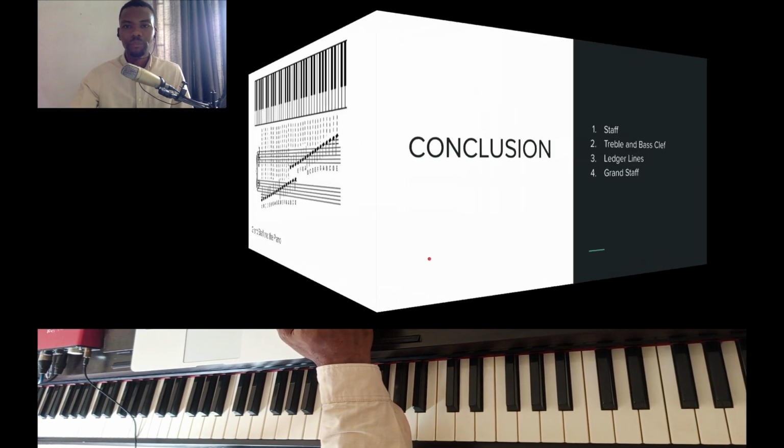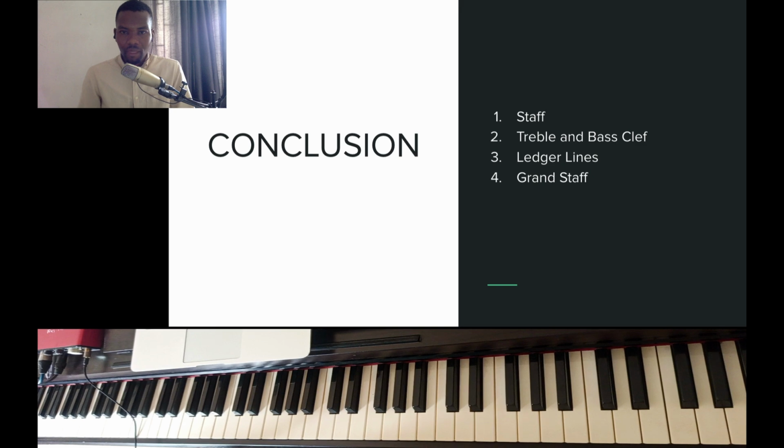So let's move on to the conclusion. We discussed the staff, what it is. It is simply 5 lines and 4 spaces. Nothing bigger than that. It's simple. The treble clef and the bass clef simply tell you the letter names of the staff. If you see a treble clef there, it means the first line is an E. If you see a bass clef drawn there, you will know that the first line is a G, and then you fill in alphabetically.